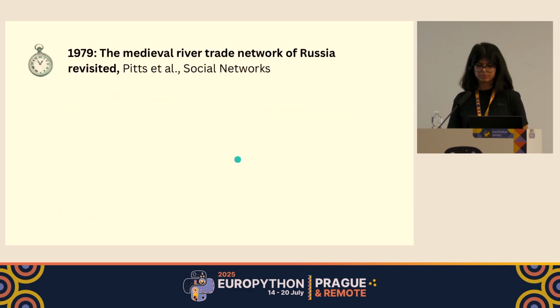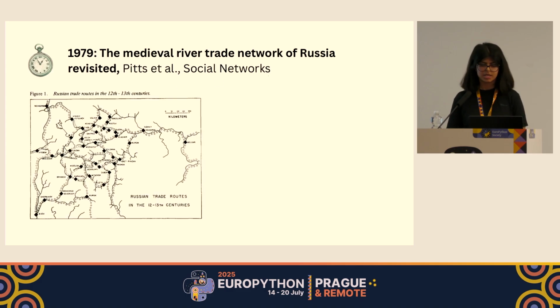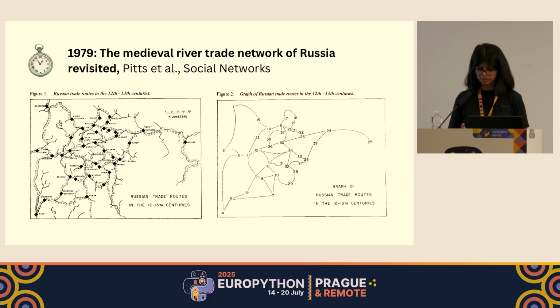Now, one more spicy network, which is about what Moscow is to Russia. There was this paper in 1979 about the medieval river trade network of Russia, revisited. It was published in Social Networks, again, a very cool place. We have this map of the 12th to 13th century trade routes along rivers in Russia. And to see it clearly, we have this graph that was generated from that river network.